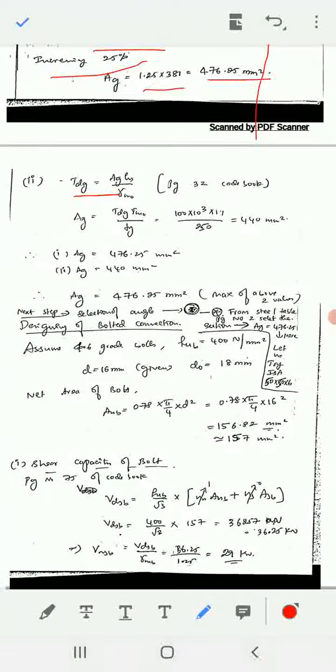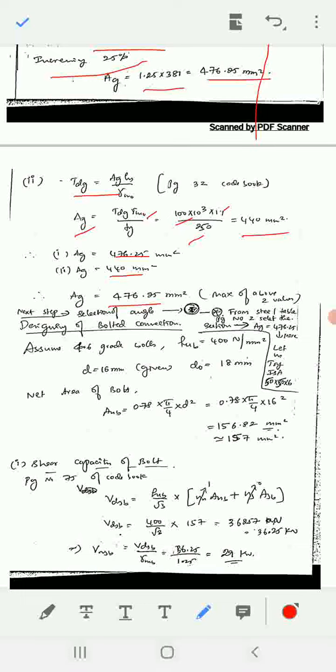Above you can see the formula, right? First we used this formula, now we have to use this formula, AG Fy by gamma m0, where you will get the AG value. Rearrange the equation. TDG is 100 into 10 to the 3 to convert to Newton, then gamma m0 is 1.1 and Fy is 250, you will get 440. So we got 476 and 440. Which is the maximum value, you have to take that, that is 476.25 mm square.